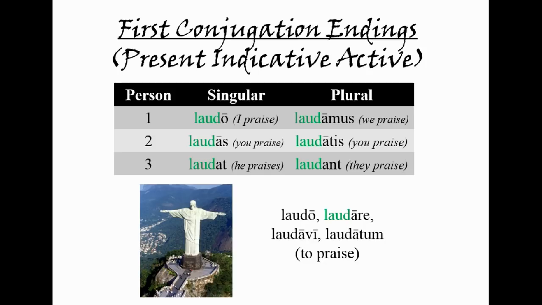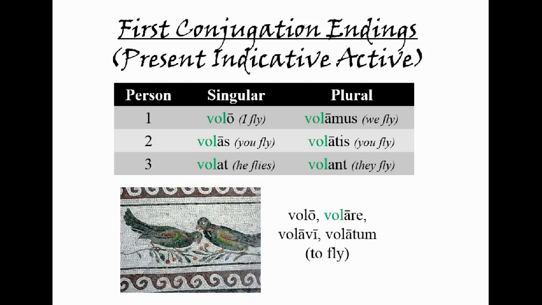So let's try it with one more verb. And we'll use the verb to fly. Volo, volare, volavi, volatum, to fly. So the first person singular, volo, I fly. Second person singular, volas, you fly. Third person singular, volat, he flies. Volamus, we fly. Volatis, you fly. Volant, they fly.